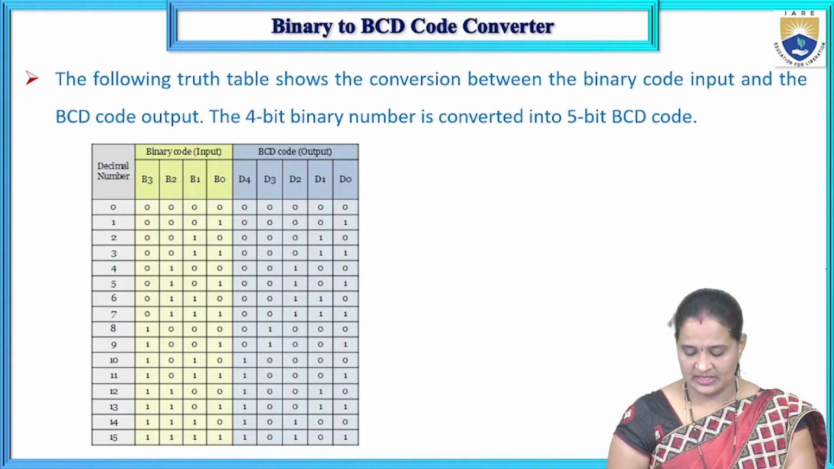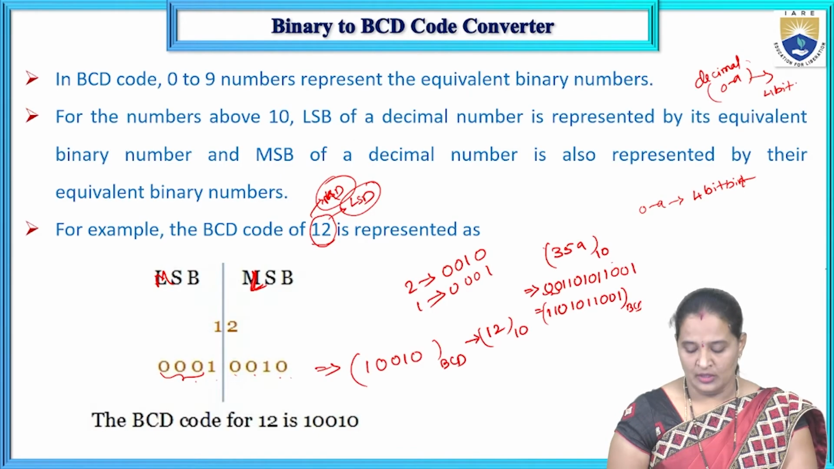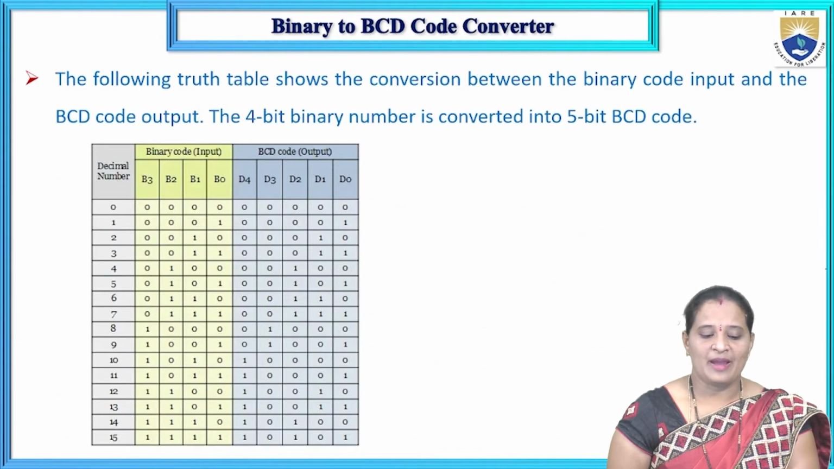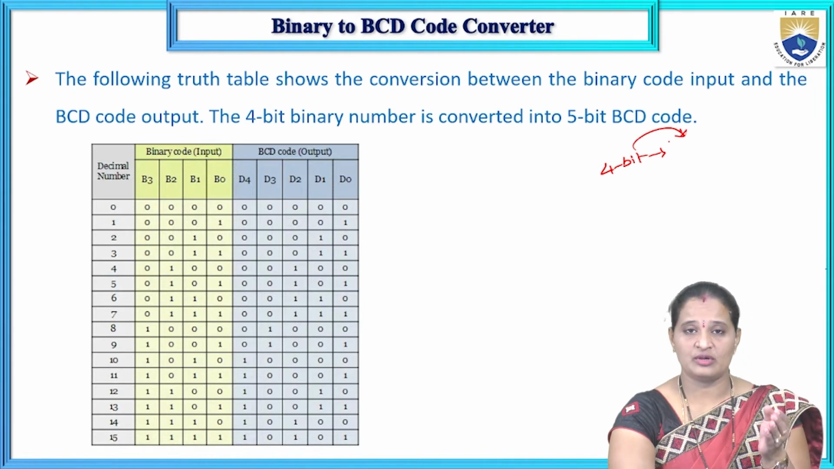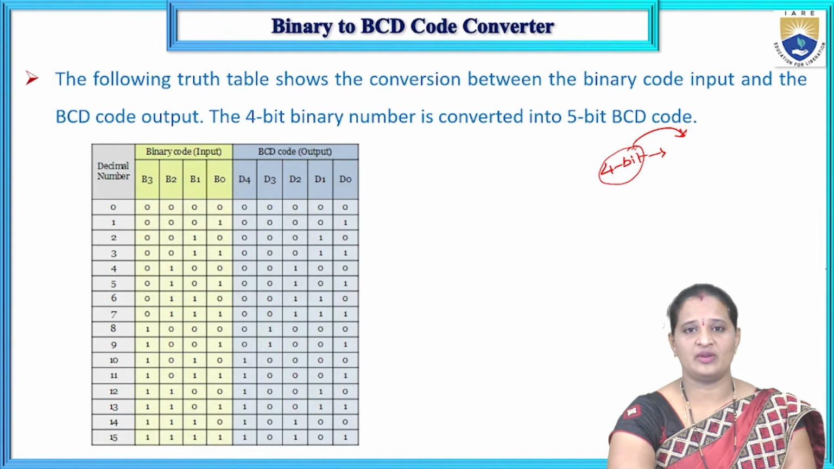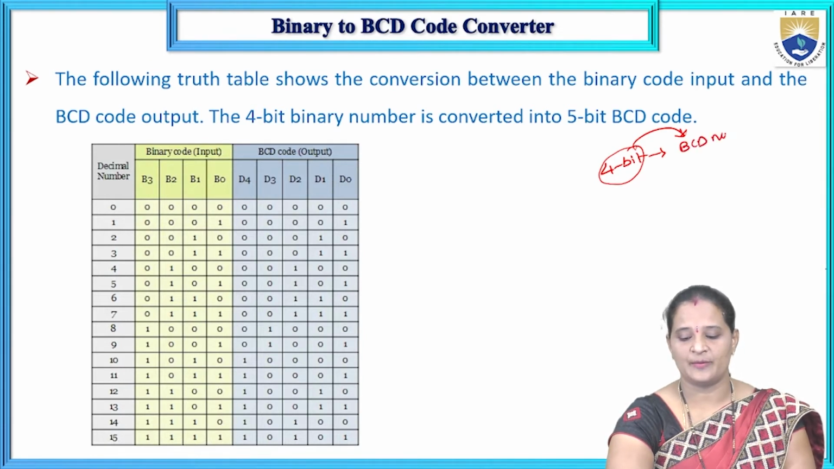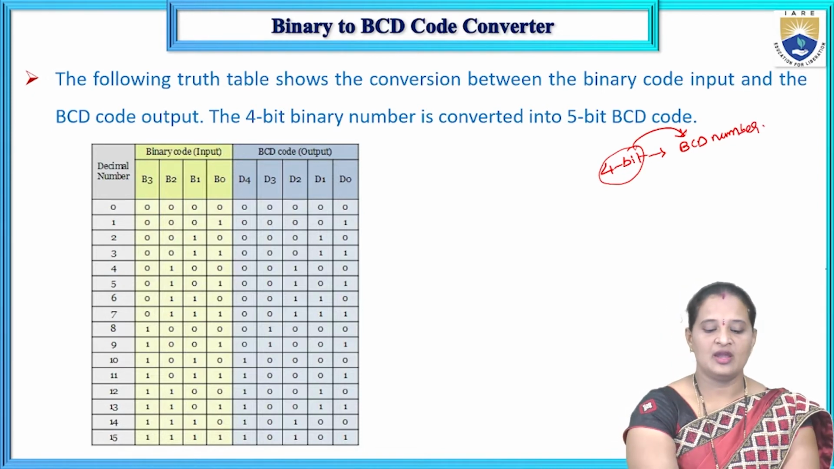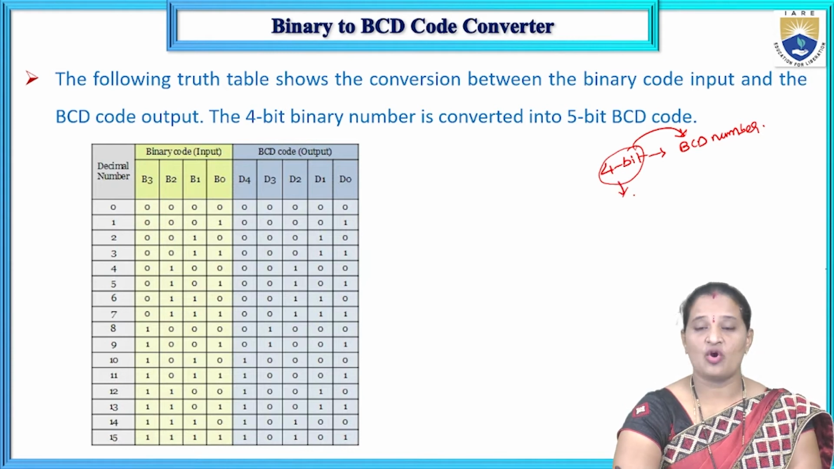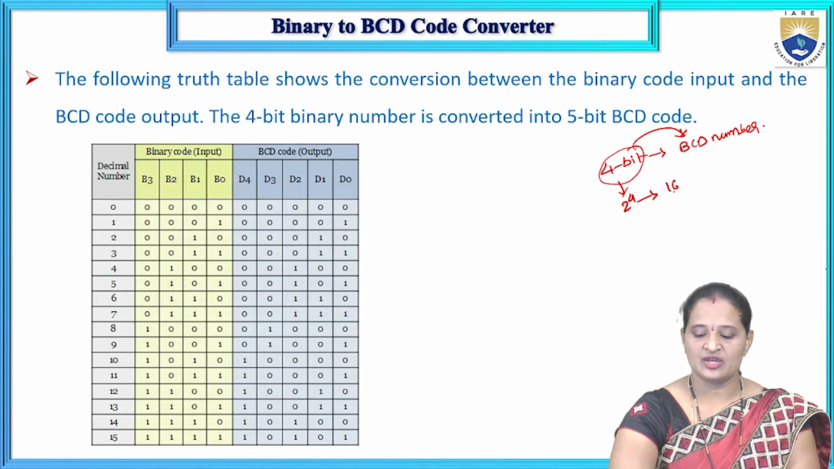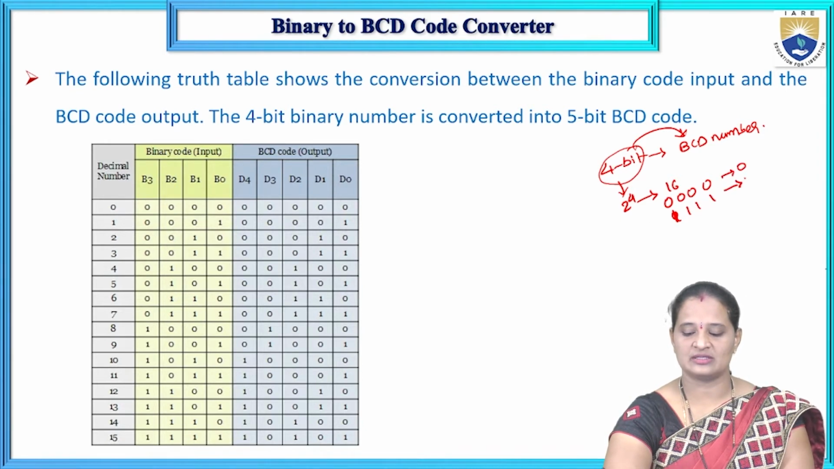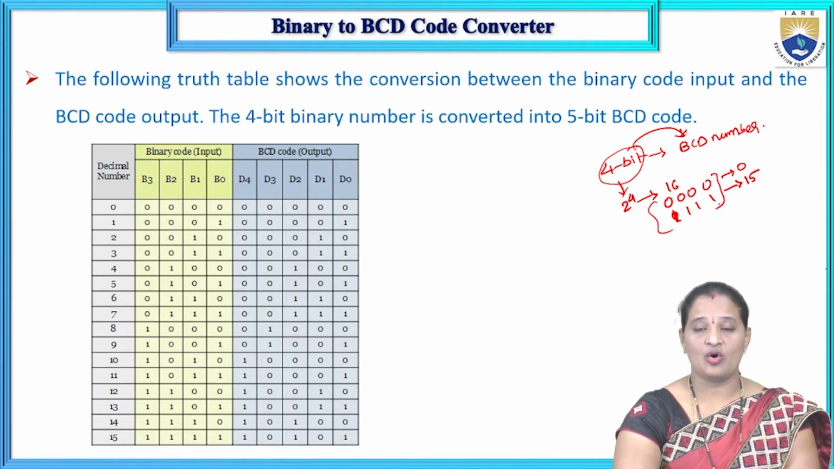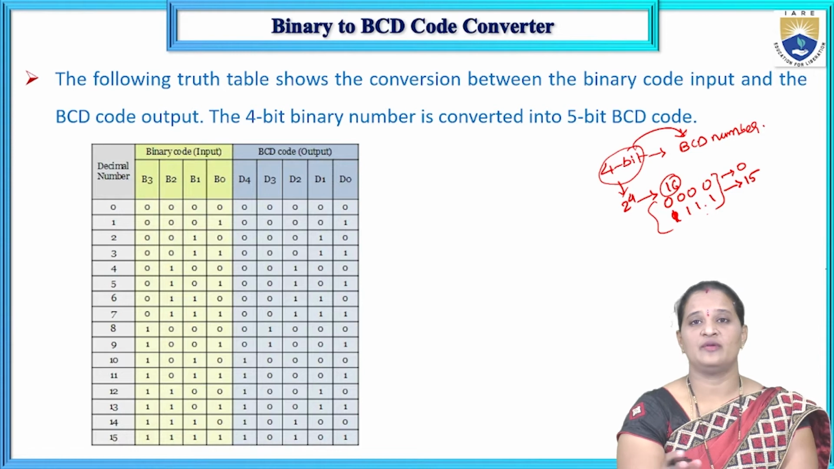Okay. So now I want to design a binary to BCD code converter. So I am taking a 4-bit binary number, and I want to design a circuit such that it converts any 4-bit binary number into its equivalent BCD number. As we have a 4-bit binary number, what are the possible input combinations? 2 to the power of 4, that is 16, varying from 0000 to 1111. This is decimal number 0, and this is decimal number 15. These are all the possible combinations for the 4-bit binary number, that is 0 to 15, and we need to write the equivalent BCD code.